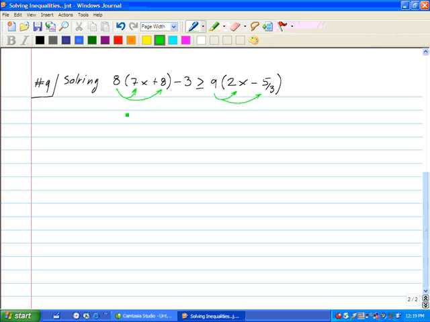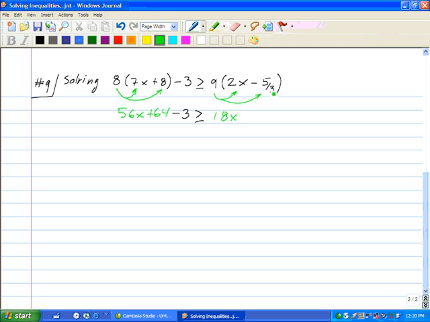8 times 7x is 56x. 8 times 8 is 64. I'm not going to multiply the 3, I'm just going to bring it down. The 3 is not inside the parentheses, so it does not get multiplied. Then 9 times 2x, that's 18x. 9 times 5. The 9 gets multiplied times the 5, then after that you divide by 3.